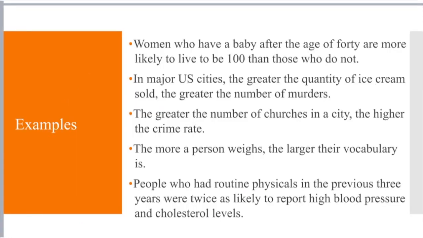Let's go through just a few more examples. Women who have a baby after the age of 40 are more likely to live to be 100 than those who do not. In major U.S. cities, the greater quantity of ice cream sold, the greater number of murders, that one we just went over. The greater the number of churches in a city, the higher the crime rate.